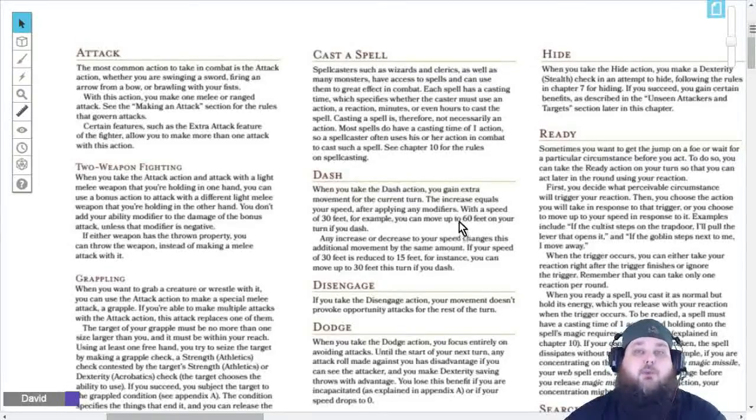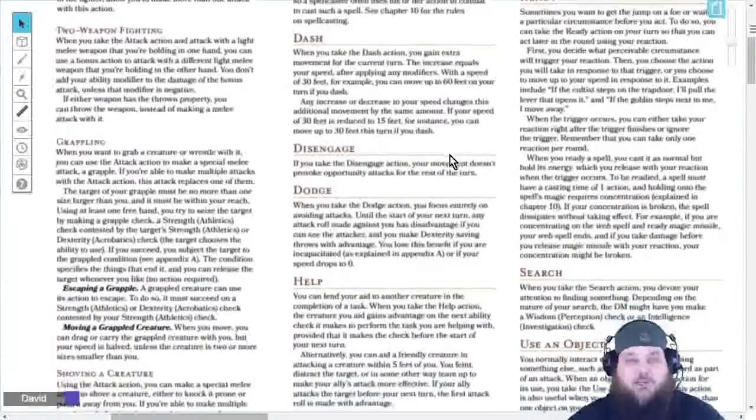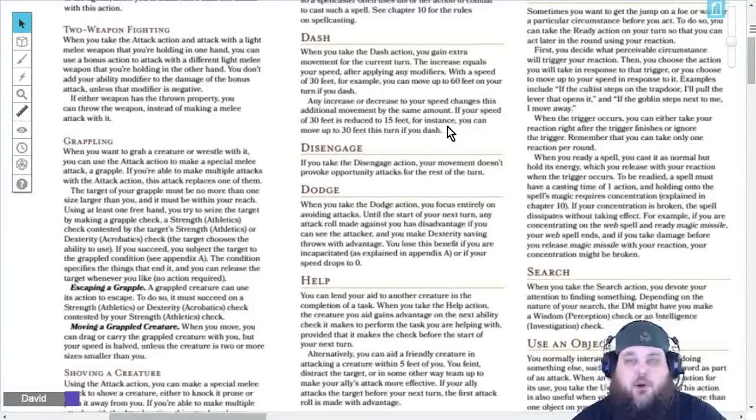So we're going to go next to the dash action. Now when you take the dash action, you're going to gain extra movement for the turn that you're on.